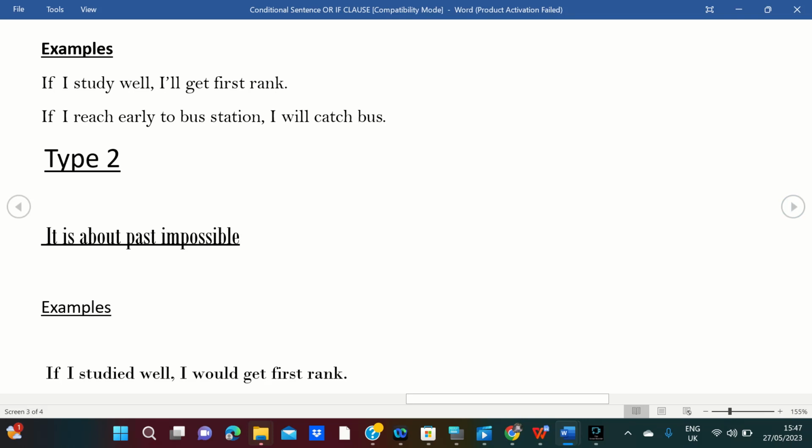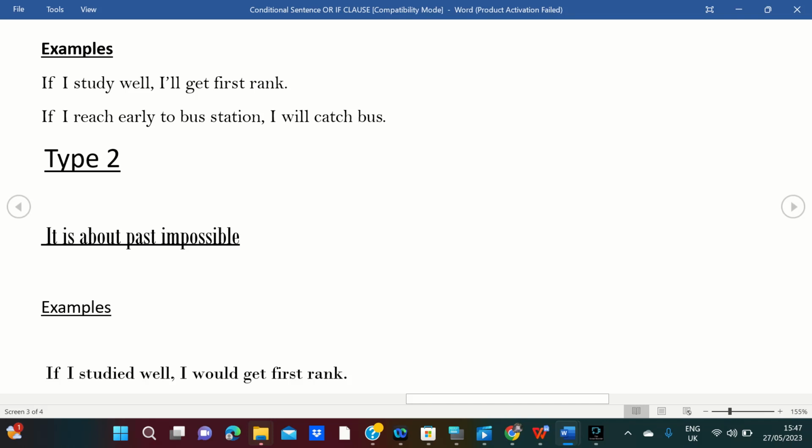Example, if I study well, I will get first rank. If I reach early to the bus station, I will catch bus. These are possible actions. Future depends on the present. Future always depends on present.